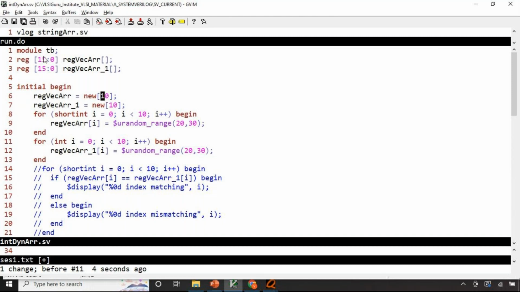Right now, till here, there was no memory space. Here you are telling it to allocate 10 spaces, to hold 10 integers. Sir, here we mentioned new of 10, right, sir? 10 in the sense means 0 to 9 only, right, sir? Yes, 0 to 9.